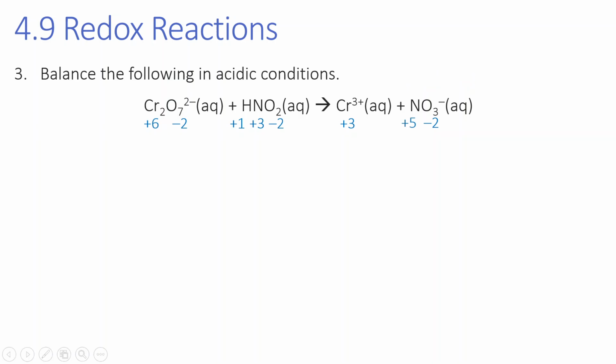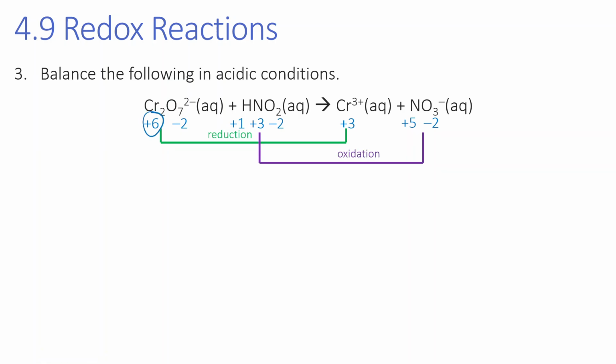So now we can figure out what's being oxidized and what's being reduced. So Cr is going from +6 to +3. So that's a reduction. And nitrogen is going from +3 to +5. So that's going to be an oxidation. So I'm going to go ahead and just write my half reactions. And I'm going to start with my reduction reaction here.